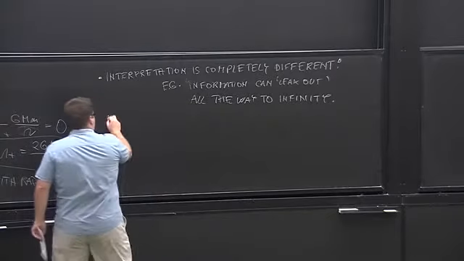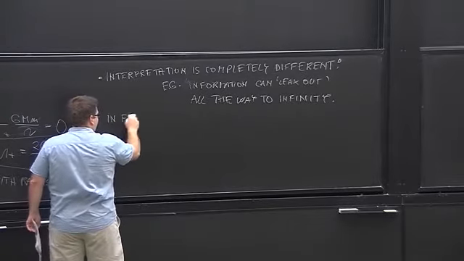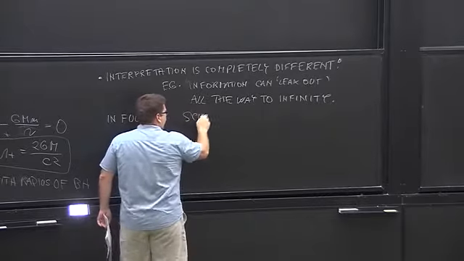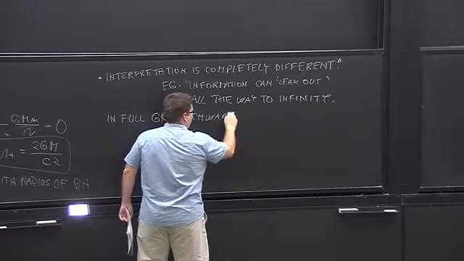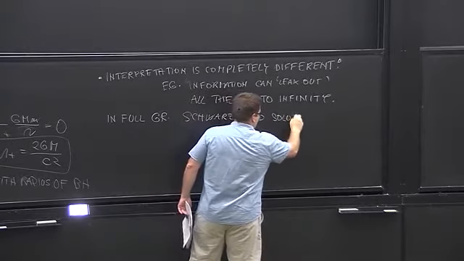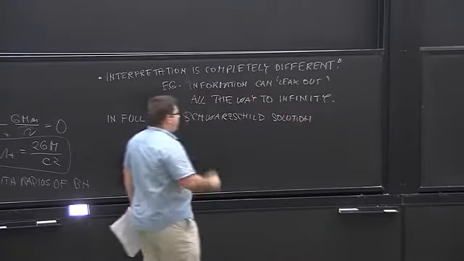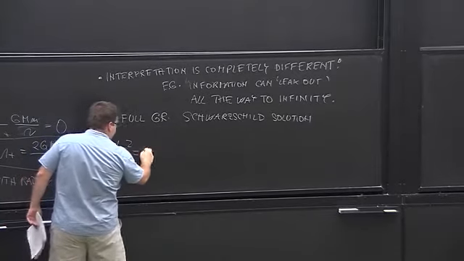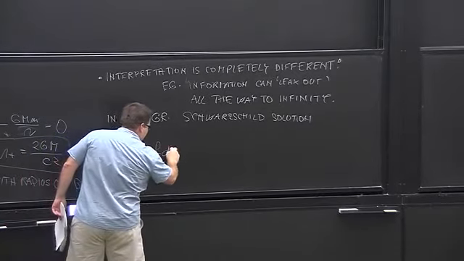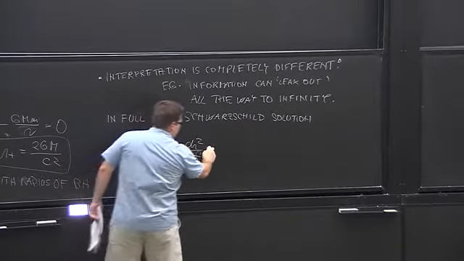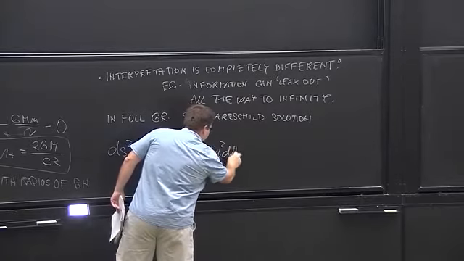So in full general relativity, we have the Schwarzschild solution, which I will write again. So it's ds squared is minus f dt squared plus dr squared over f plus r squared d omega squared.